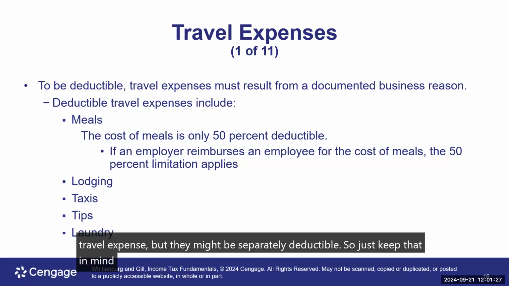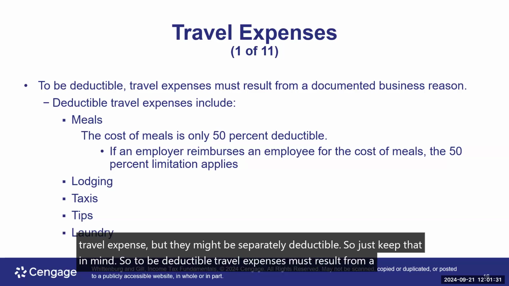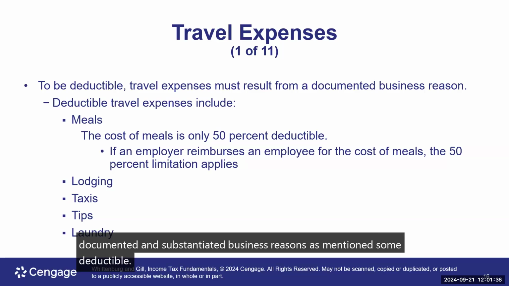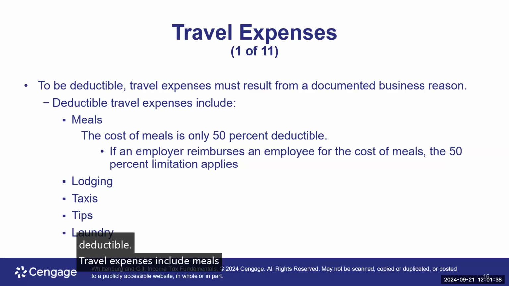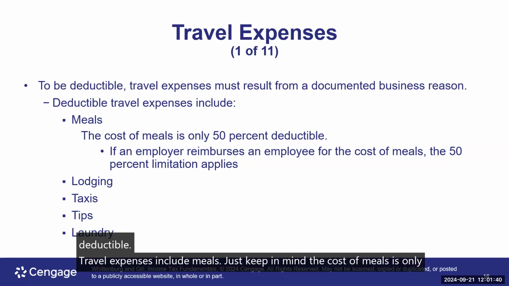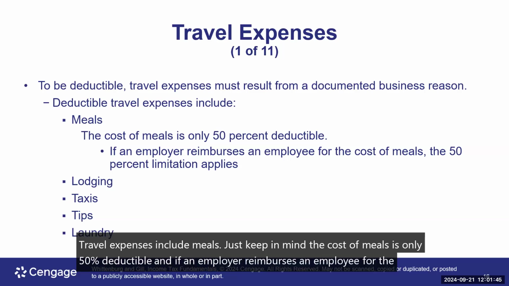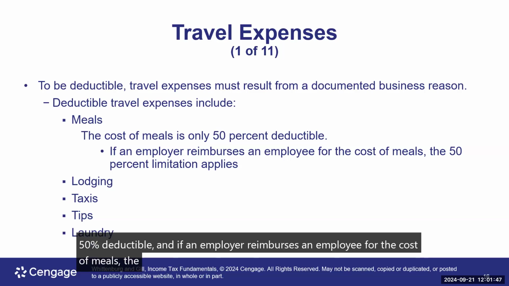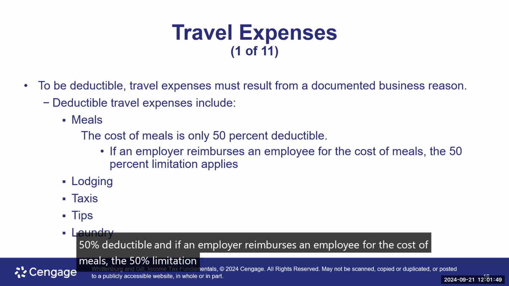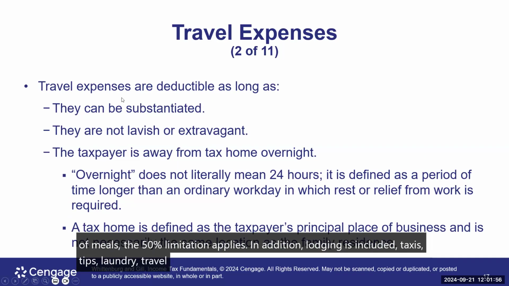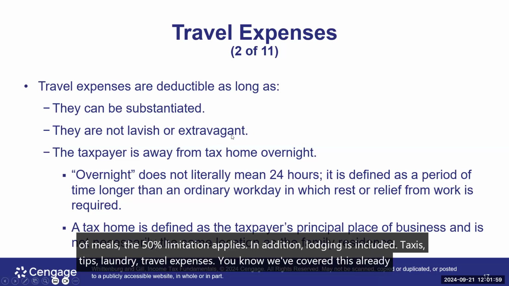To be deductible, travel expenses must result from documented and substantiated business reasons, as mentioned. Some deductible travel expenses include meals. Just keep in mind the cost of meals is only 50% deductible. And if an employer reimburses an employee for the cost of meals, the 50% limitation applies. In addition, lodging is included, as well as taxis, tips, and laundry. Travel expenses, as we've covered already, must be substantiated, not lavish or extravagant.